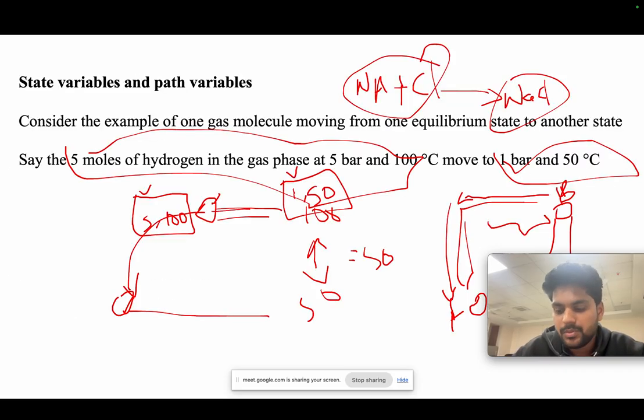And we have the state variables and path variables. So basically, suppose you are going from one place to another place, and we don't care about how we went or anything. To give one small example, suppose you are taking a flight from point A to point B, and you don't care how you went. That is called a state variable.